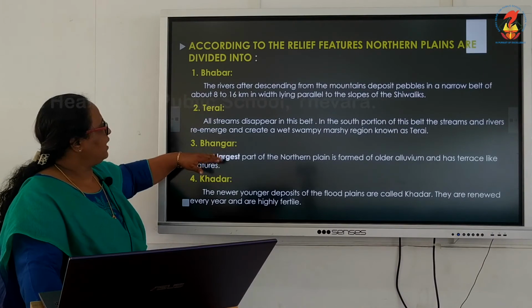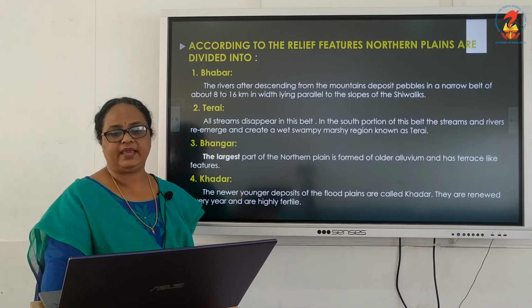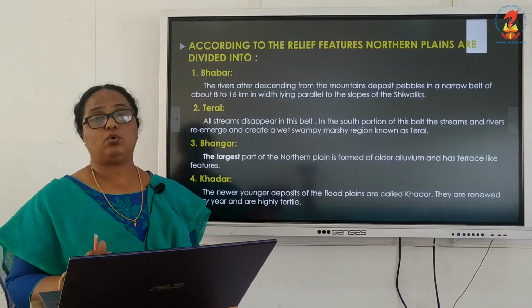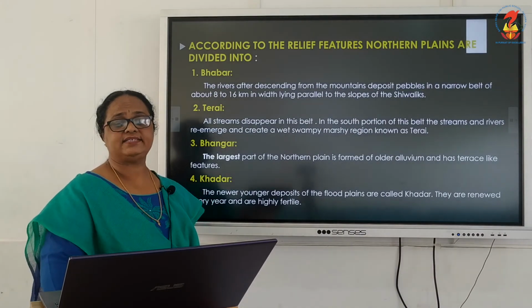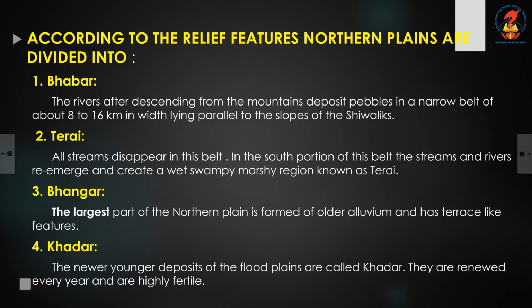Then we have the third one, that is the Banjar. What is Banjar? The largest part of the northern plain is formed of an older alluvium and has terrace-like features. Then we have the fourth one, that is Khadar. The younger deposits of the floodplains are called Khadar, and they are renewed every year and they are highly fertile. So I repeat, according to the relief features, the northern plains are divided into Bhabar, Terai, Banjar and Khadar.